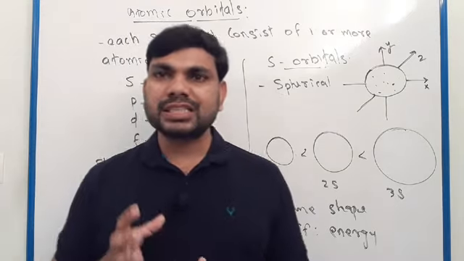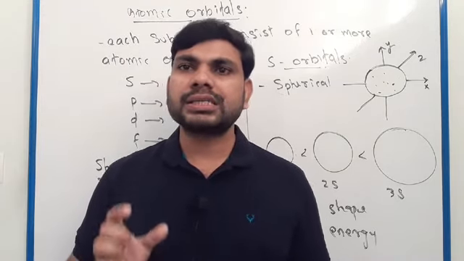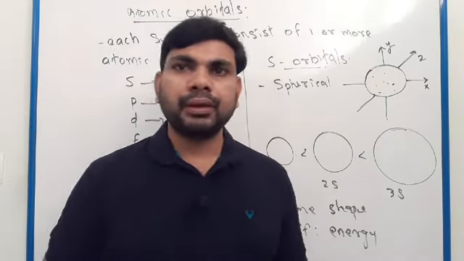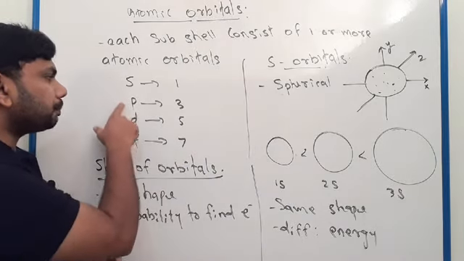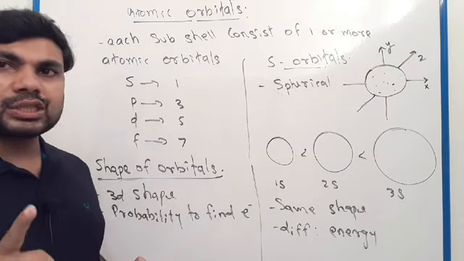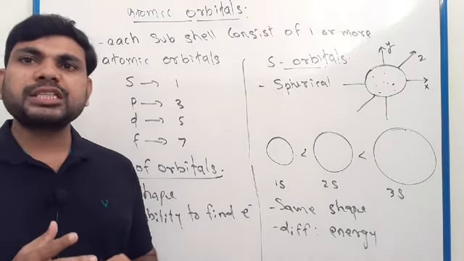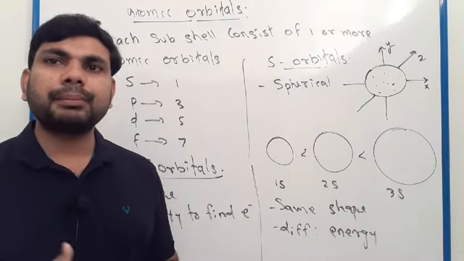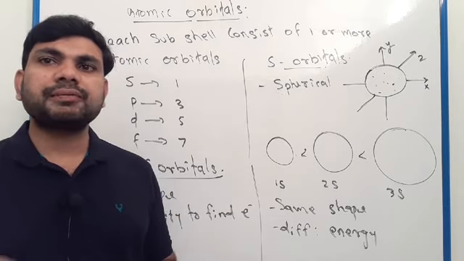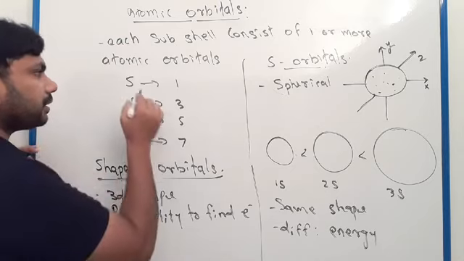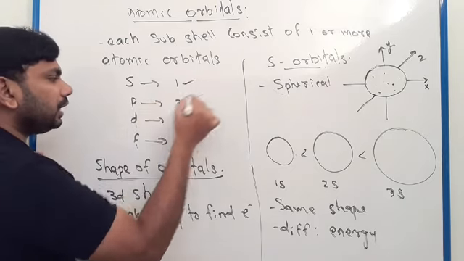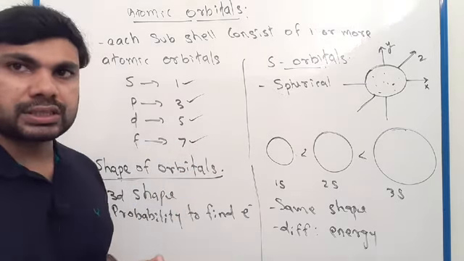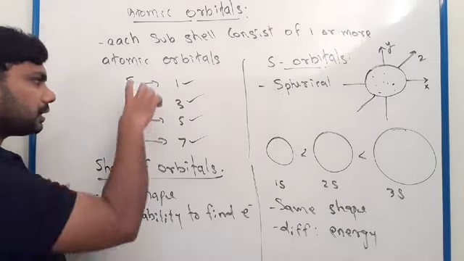So we discussed the principal quantum number. A principal quantum shell consists of subshells, and a subshell consists of a different number of atomic orbitals. We know there are different types of subshell: s, p, d, f. The s subshell consists of 1 atomic orbital, p subshell 3, d subshell 5, and f subshell 7 atomic orbitals. Clear? So remember this.